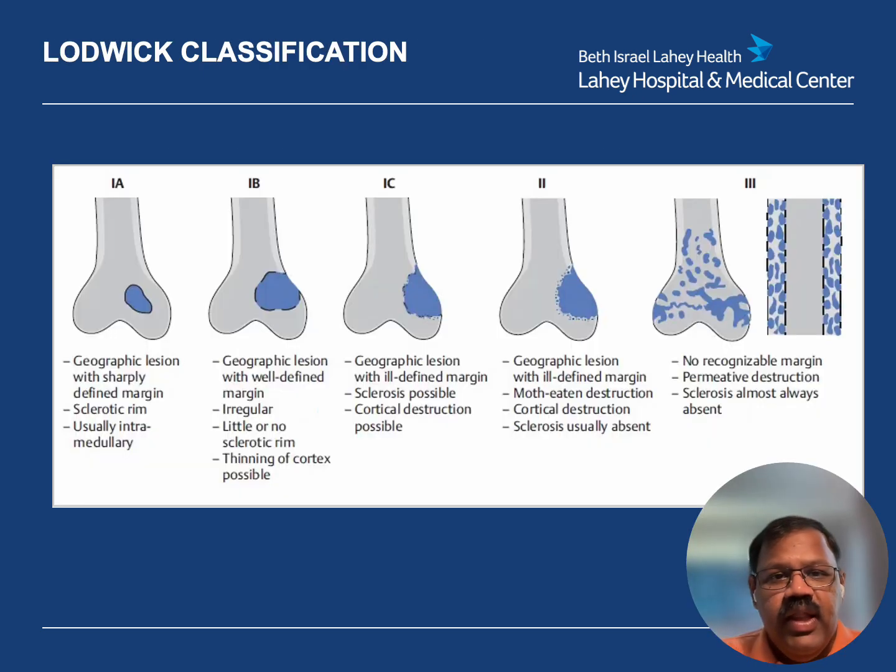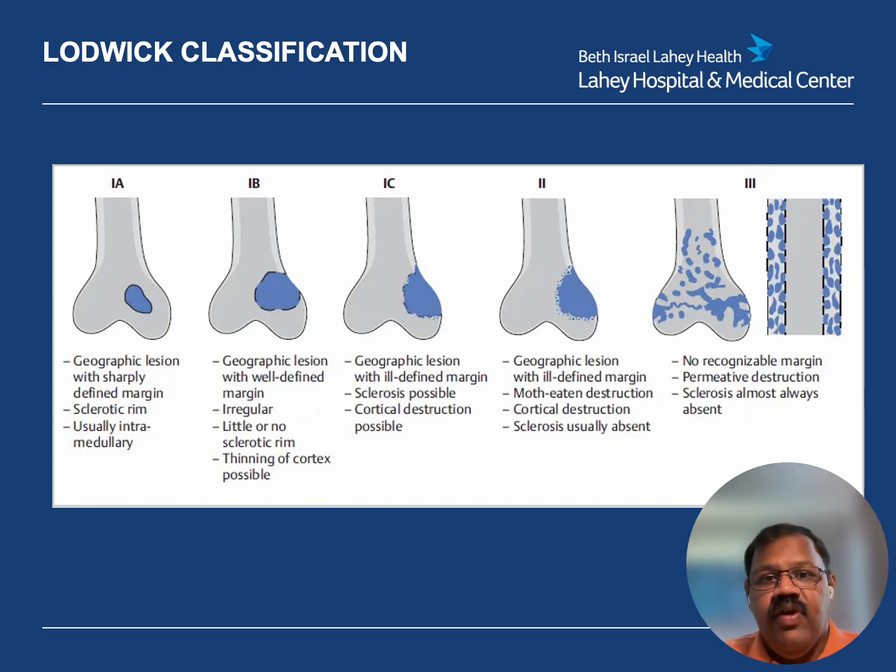So the Lodwick classification system, which is used to help determine the etiologies of potentially lytic lesions, is actually a very helpful framework to better assess and answer these four questions. And so in order to do that, let's just take a look at the classification itself. This has been used extensively to help describe margins, and there are three major types based on the Lodwick classification. There's a type 1 margin, a type 2 margin, and a type 3 margin.